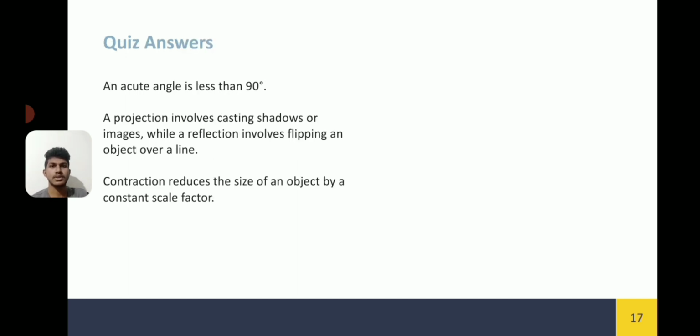So, quiz answers: an acute angle is less than 90 degrees. A projection involves casting shadows or images, while a reflection involves flipping an object over a line. Contraction reduces the size of an object by a constant scale factor.